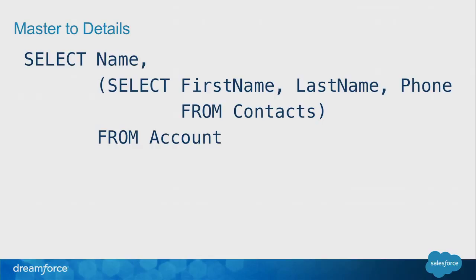I can also do a master to details. So from the parent, I can do basically a subquery. I can say select Name, (select FirstName, LastName, Phone from Contacts) from Account. So you can essentially do subqueries, and this will return, again, without you having to marshal it, an SObject with a field on your Account called Contacts, which will basically be a list of contacts.